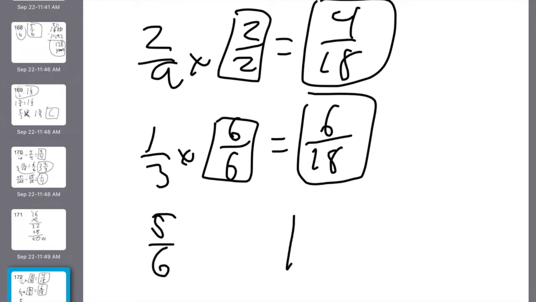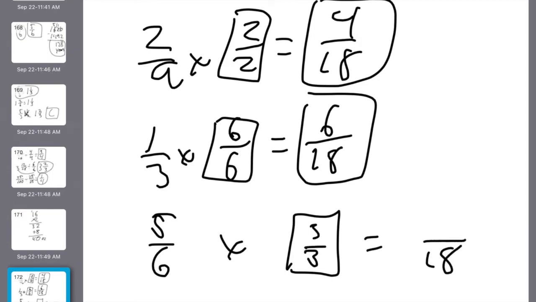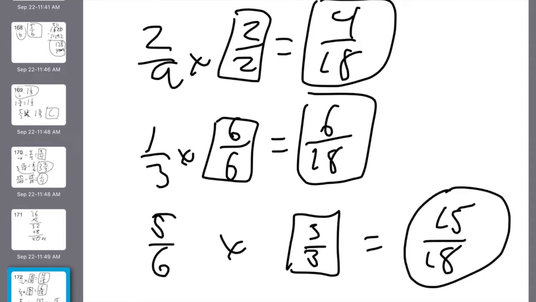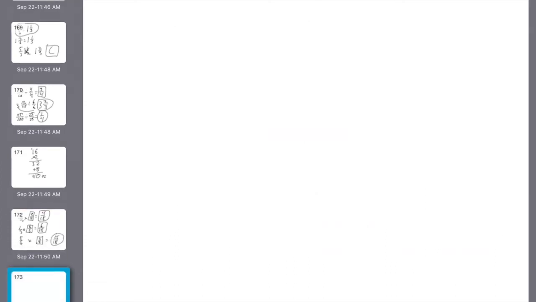And this time I have 5/6 times something gives me an 18 on the bottom. I know that this is a 3, so I put a 3 on the top and get 15/18.